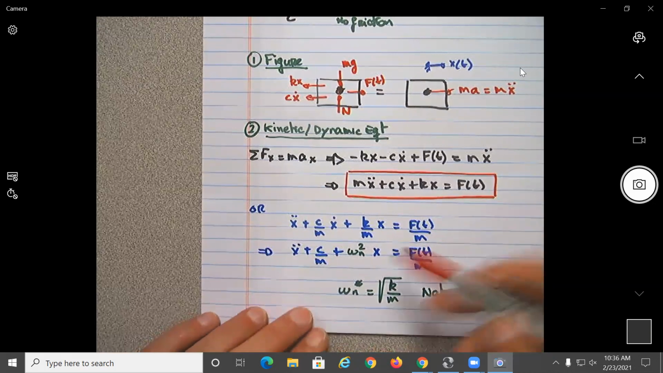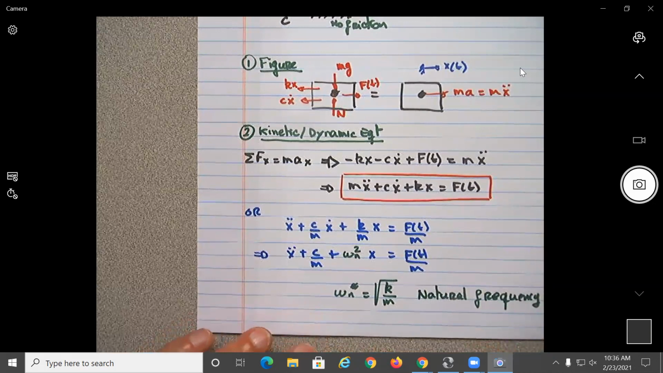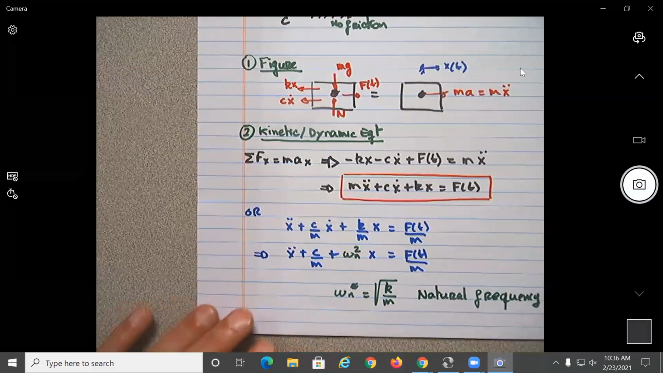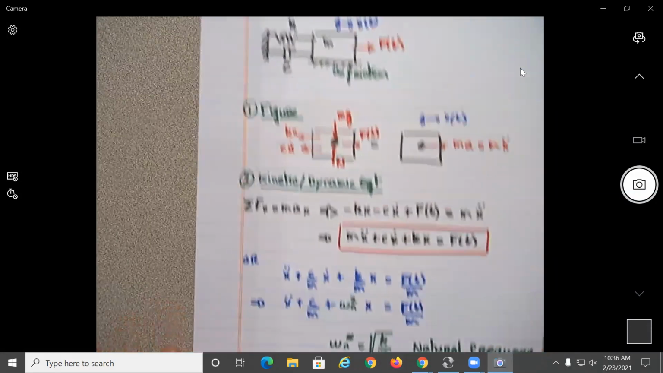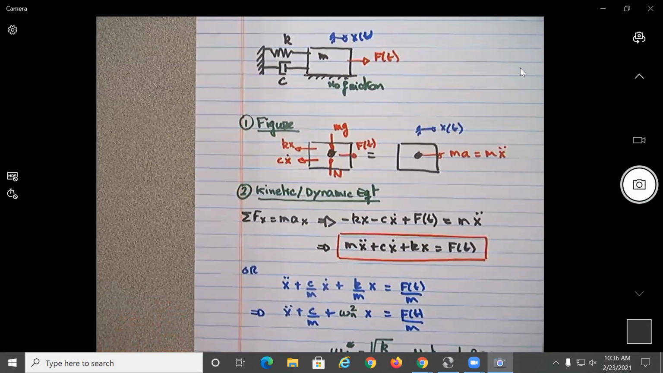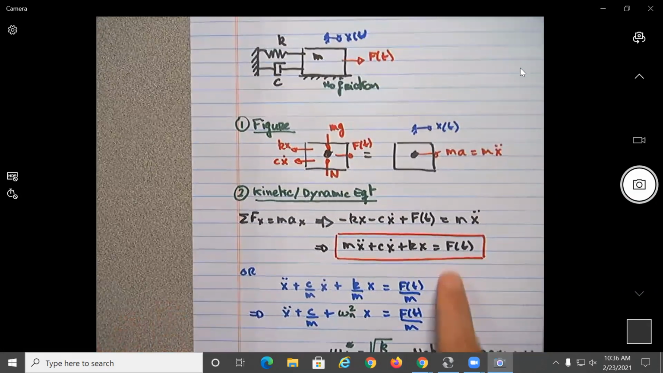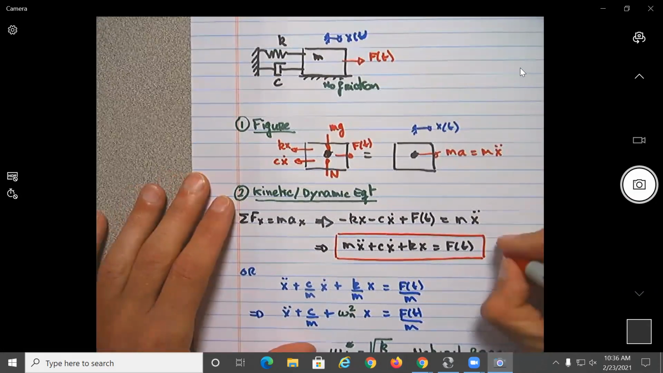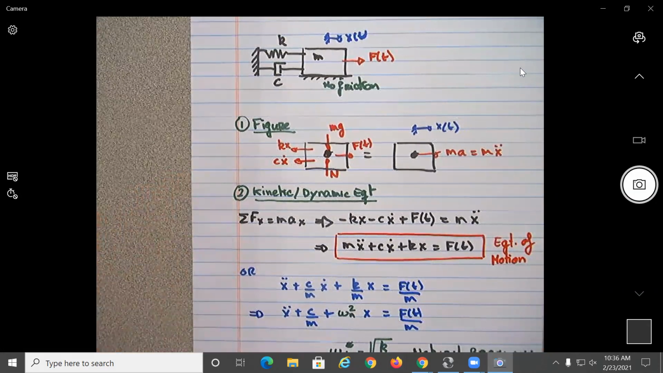Okay? But let's keep this one. All right, so on the previous solution, when we had the free vibration, go back into your notes, what did we do? What was the first step in order to solve the differential equation of motion? What did we do?